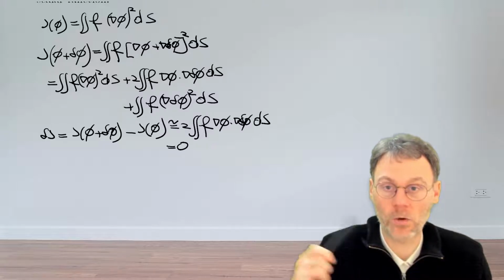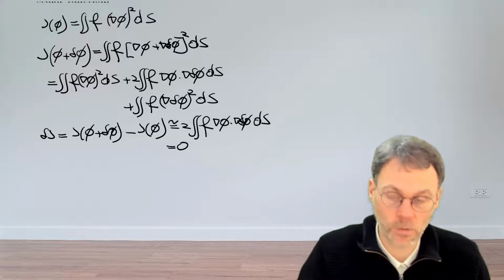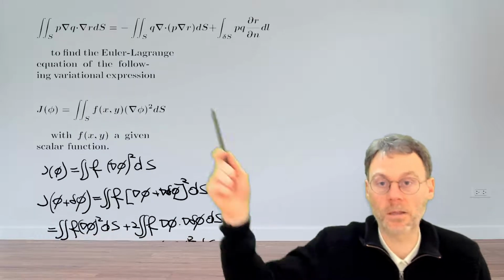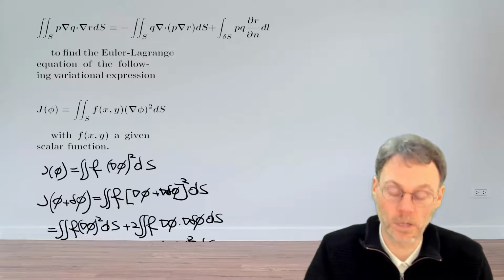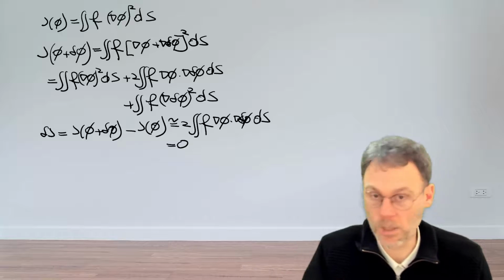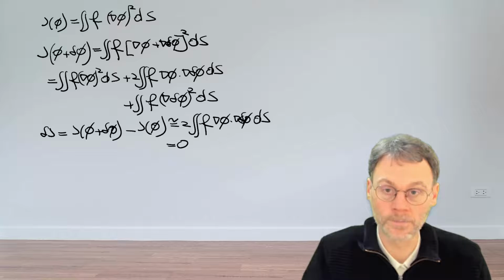So the question now is, once we are at this stage, can we now use this equation that we had up here, this particular equation? Can that help us to find the Euler-Lagrange equation of our variational form? So this might be a good point to pause the video and take the next steps yourself.